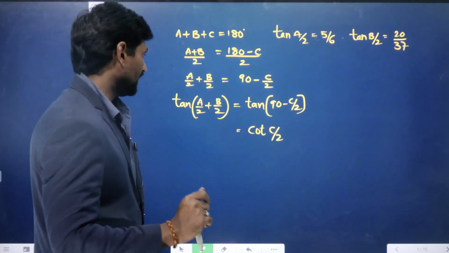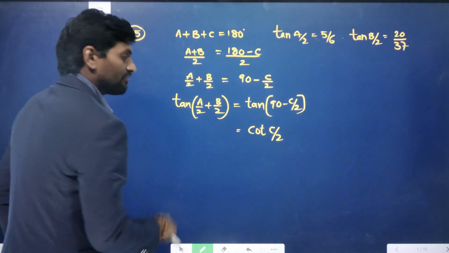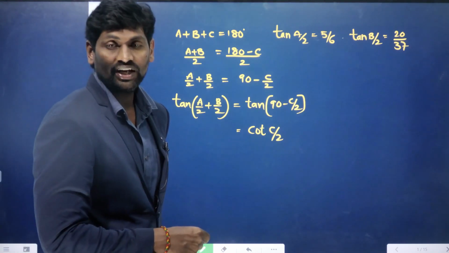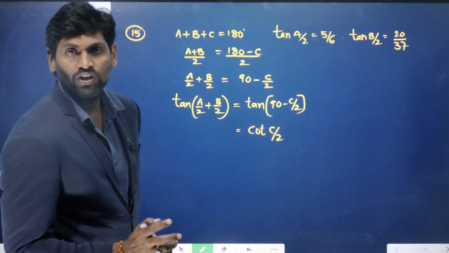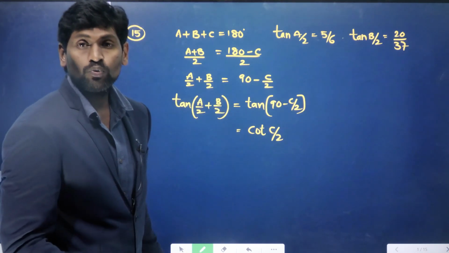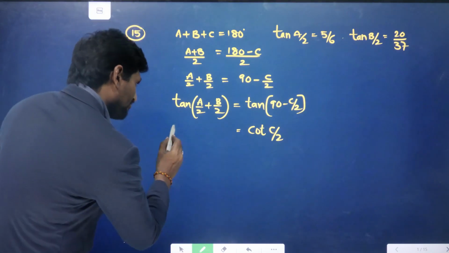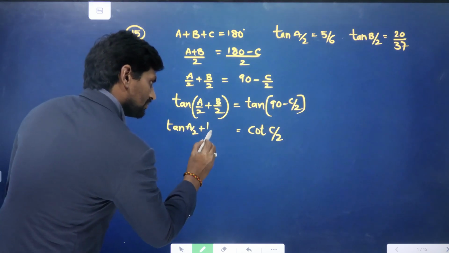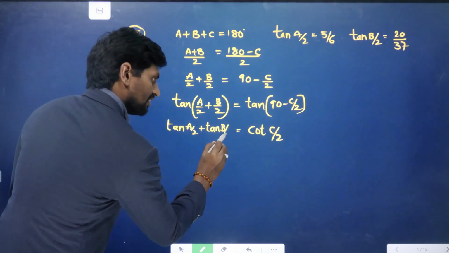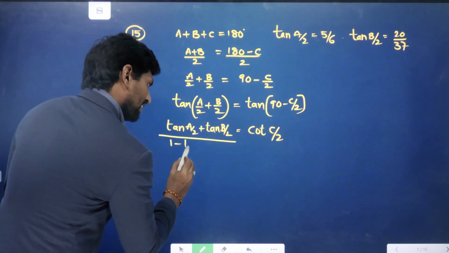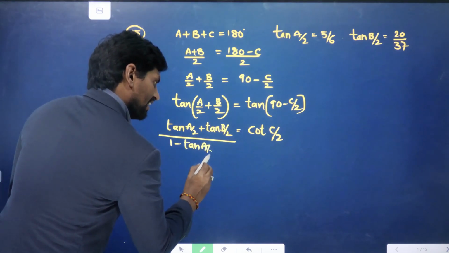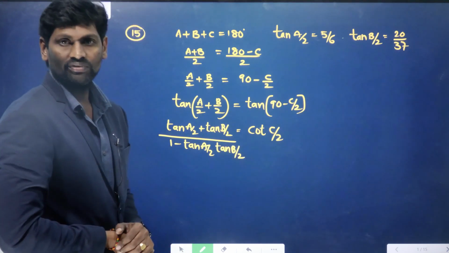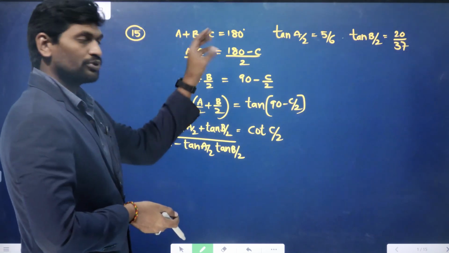Now, while you are observing the left hand side, it is in the form of tan(A + B), a compound angle. What is the tan(A + B) formula? Tan A plus tan B divided by 1 minus tan A tan B. The same formula I am going to apply here, with tan(A/2) and tan(B/2). So the compound angle formula I applied. Clear so far? Let us try to substitute the values.